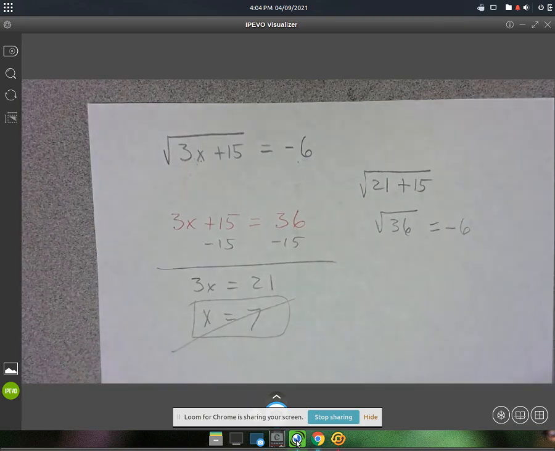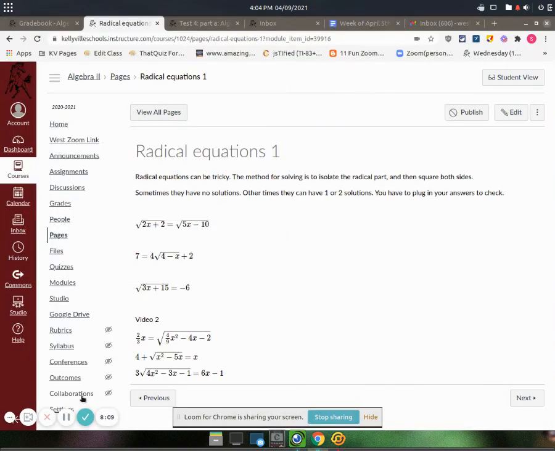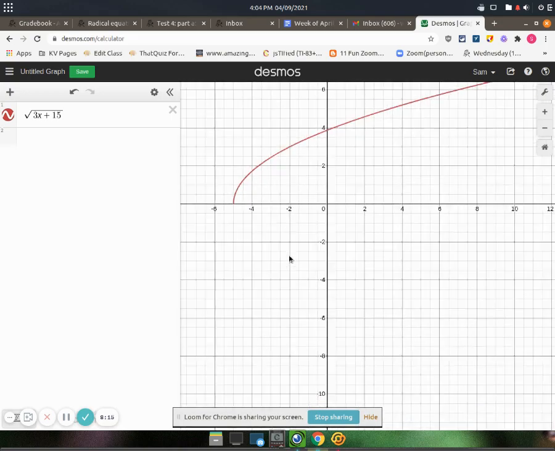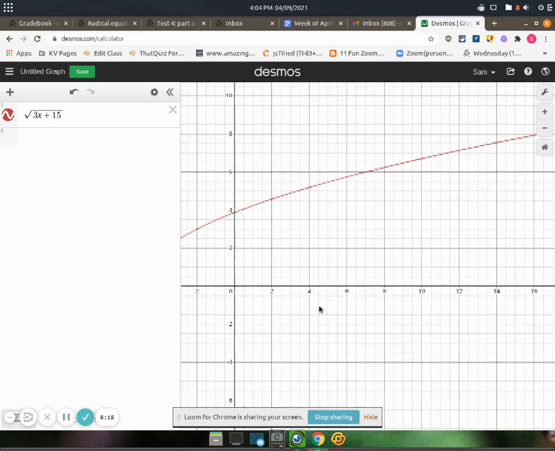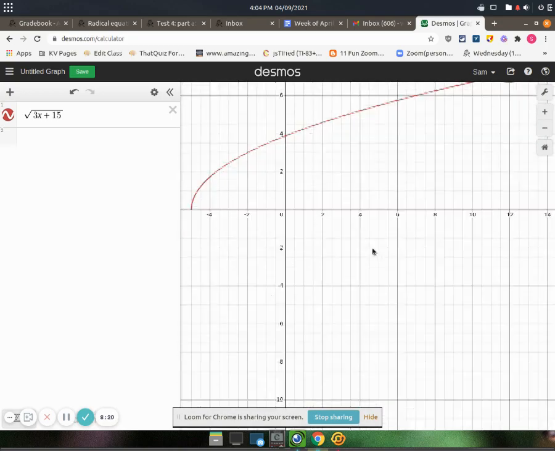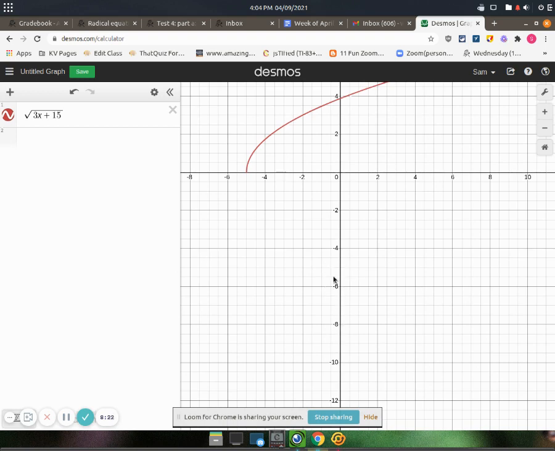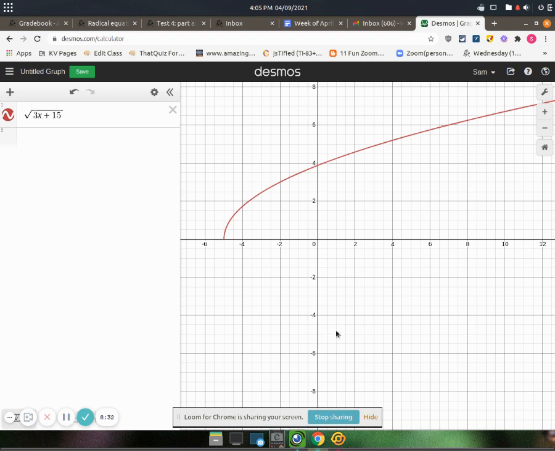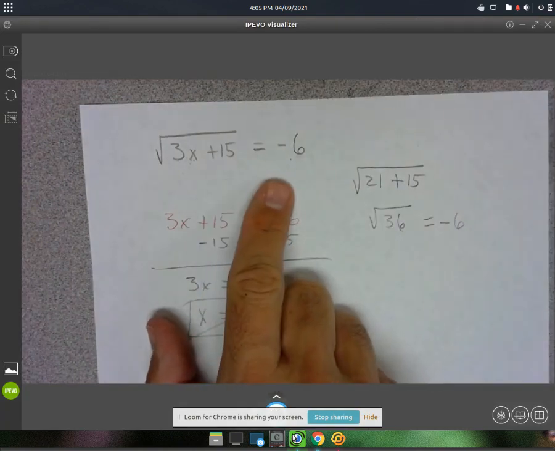All right, hold on for a second. All right, so here I've graphed the square root of 3x plus 15. And you see down here at negative 6, this function in red never actually gets down that low to the negative 6 marker. And so we're going to say that this function doesn't include negative 6 in its range. So that means there's not going to be a solution to this kind of equation.